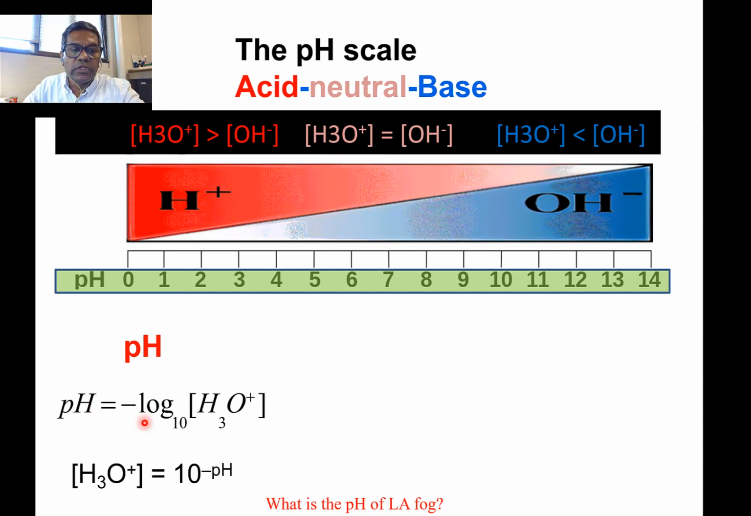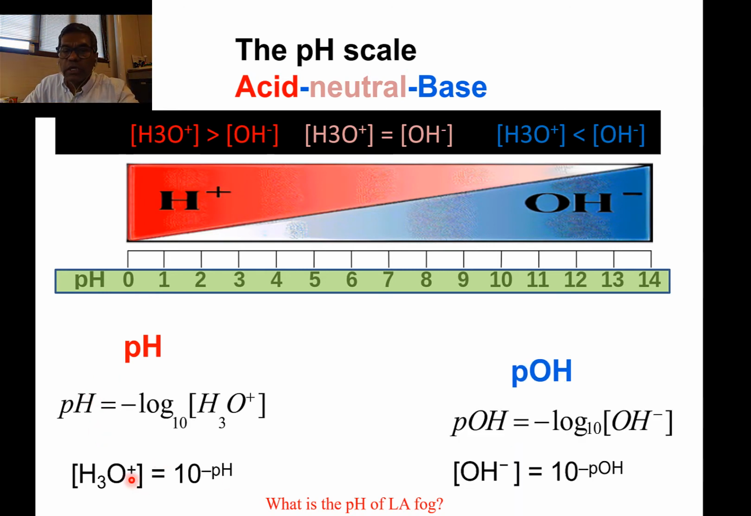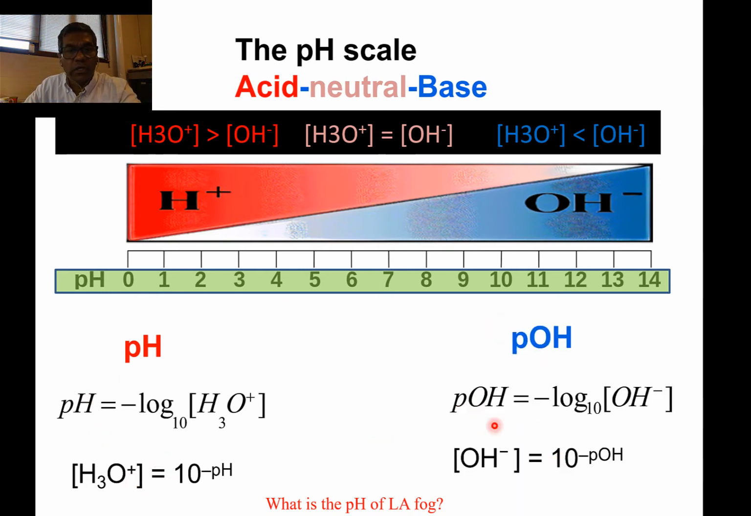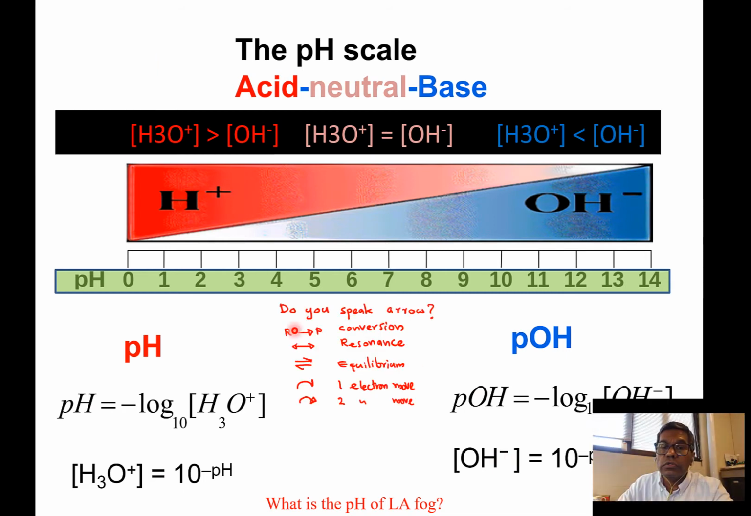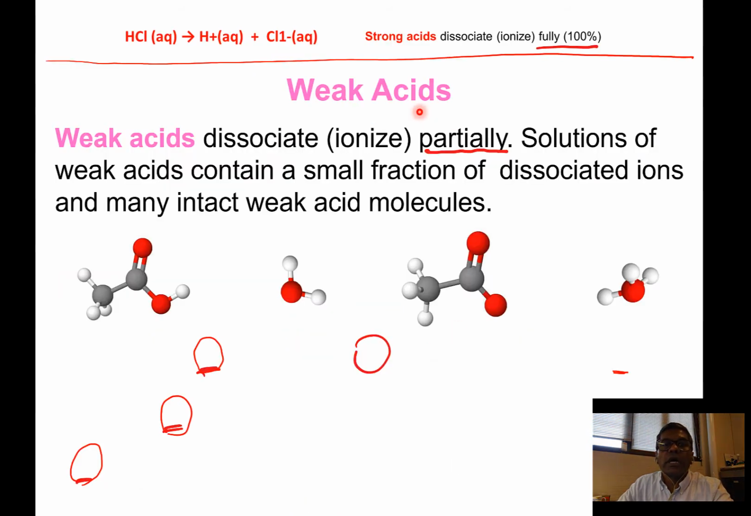Once you're familiar with doing math with pH and hydronium, we're going to learn about pOH and hydroxide concentrations as well. Now, my other question is, do you speak arrow? So let's look at this one here. HCl is a strong acid, and look at the arrow, a single arrow, dissociating 100%, fully. So that's the nature of strong acids. Not much math to do with it.